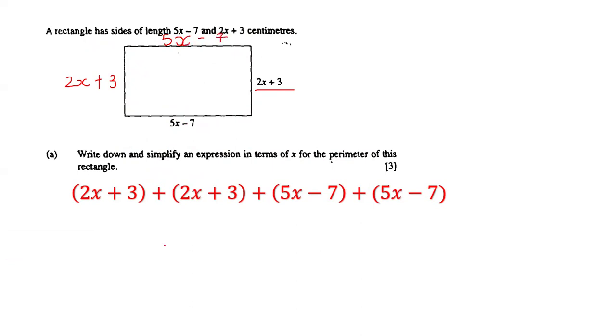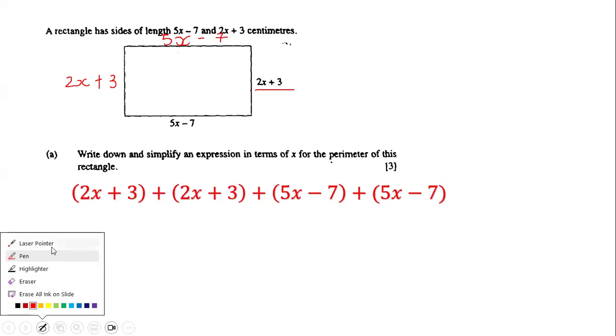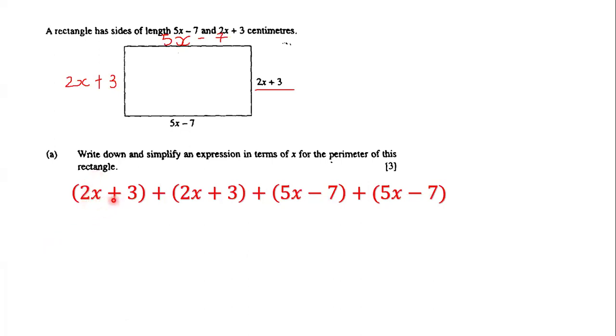And so if we're trying to figure out the perimeter of this shape, we have to say 2x plus 3 plus 2x plus 3, accounting for this side and this side. We have 5x minus 7, that's this one, plus 5x minus 7, that's also this. And so we account for those two. What we need to do now is simplify this expression.